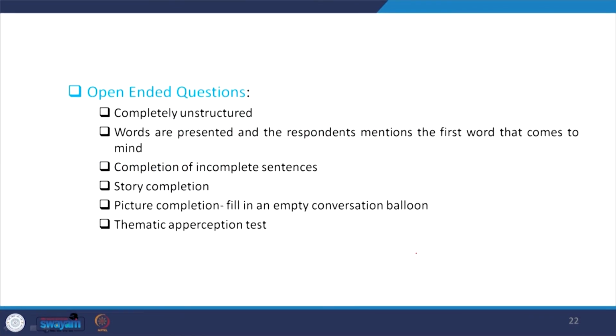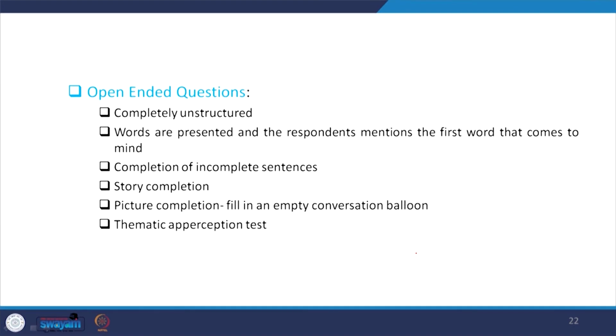Okay. So, open ended questions, what is the meaning of it? We already clarified, those are completely unstructured. Usually words are presented and the respondents mention the first word that comes to his or her mind, and completion of incomplete sentences, if any, is part of the open ended questions.